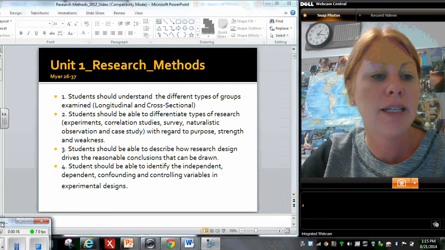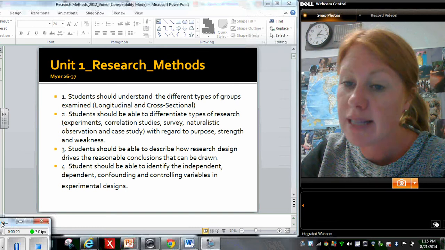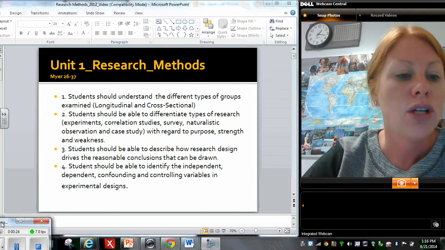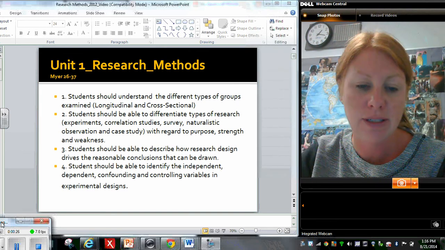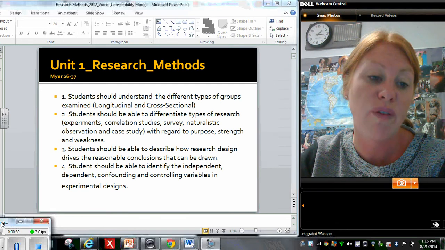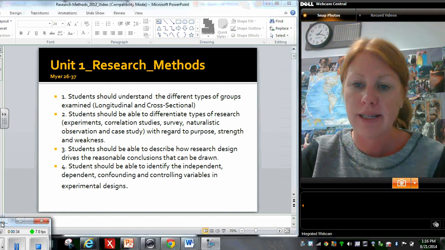What you're going to look at in this presentation is that students should understand the different types of groups that are going to be examined in the study. Is it going to be a longitudinal study or cross-sectional study? Students should be able to differentiate the different types of research. Are they doing an experiment, correlation, survey, naturalistic observation, or case study, and with some strengths and weaknesses?